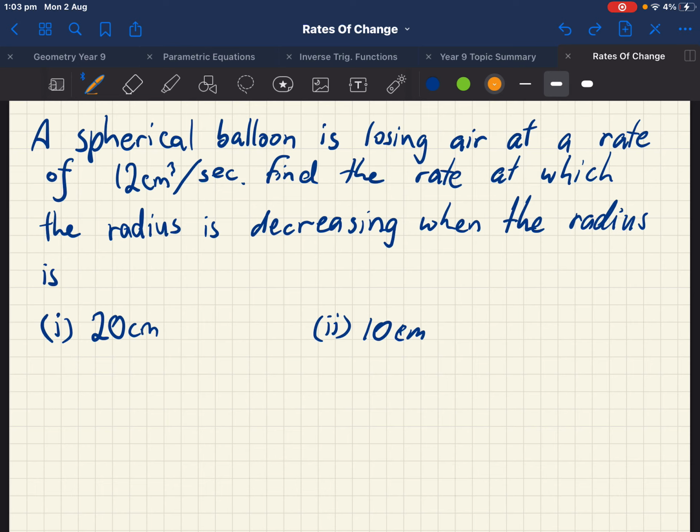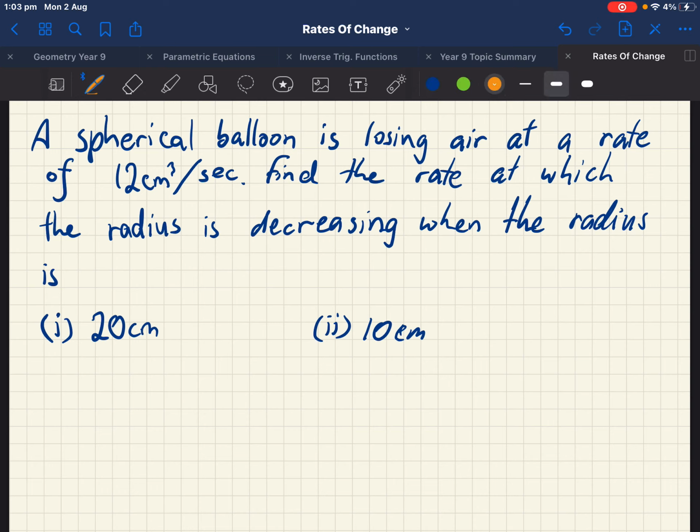Okay, so we've got a spherical balloon. It's losing air at a rate of 12 cubic centimeters per second. So you think, what is a cubic centimeter? You're losing approximately 12 lots of them in terms of the volume of air every second. So this balloon is dropping rapidly in size.